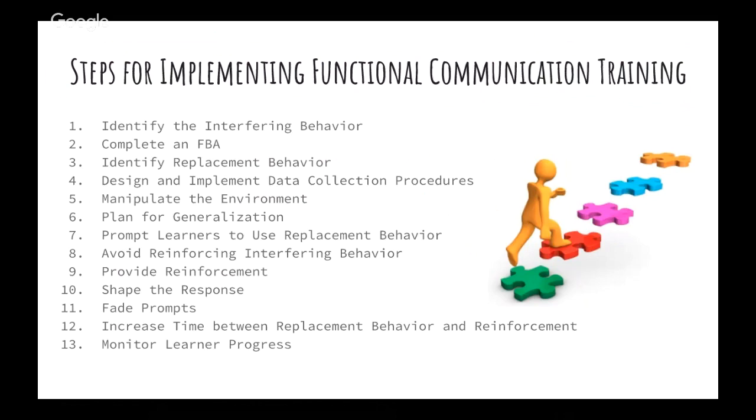After this, we'll do step 3, which is to identify the replacement behavior. This behavior would substitute the target behavior. The replacement behavior will still allow the child to get what he or she wants just as easily or more easily than the problem behavior.